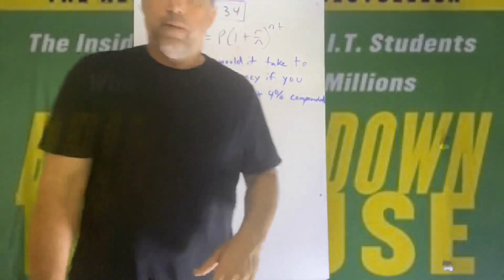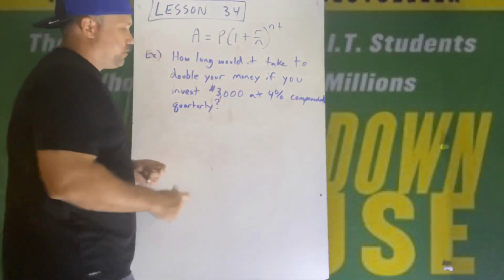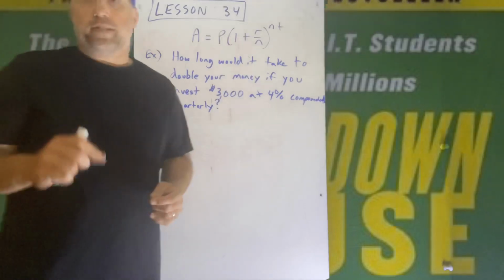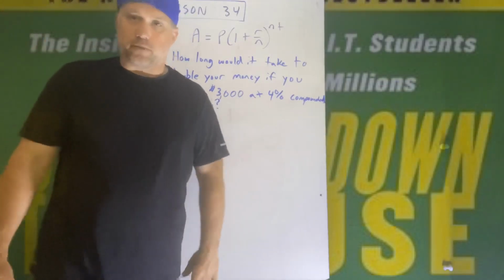It's pretty neat. But anyways, I want to know how long it would take you to double that money if you invested it at 4% compounded quarterly. So you put it into an account that gets 4% compounded quarterly. How long will it take you to double your money?